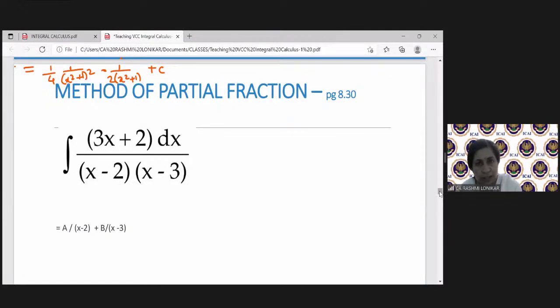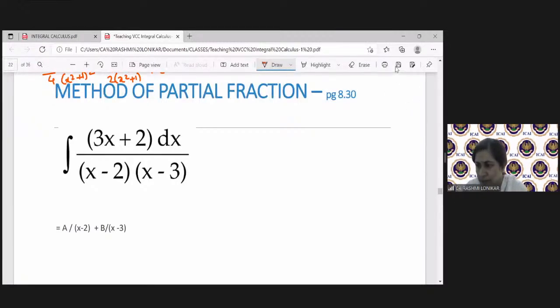Sometimes it may be like this, or sometimes you may even get 1 upon x squared minus 5x plus 6. Whenever this is there in the denominator, you can see it's a normal quadratic equation. And for that quadratic equation, I can easily find the roots. So this will give me x minus 2 into x minus 3, which is the same as the given question.